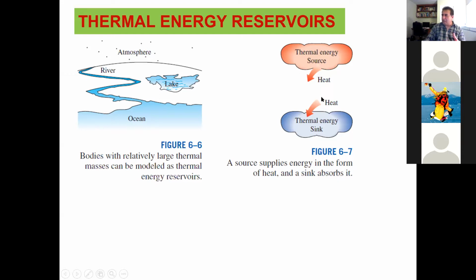Okay, so we're going to be talking about the heat engine and refrigeration cycles and other cycles. All right, so I think this is good enough for today.